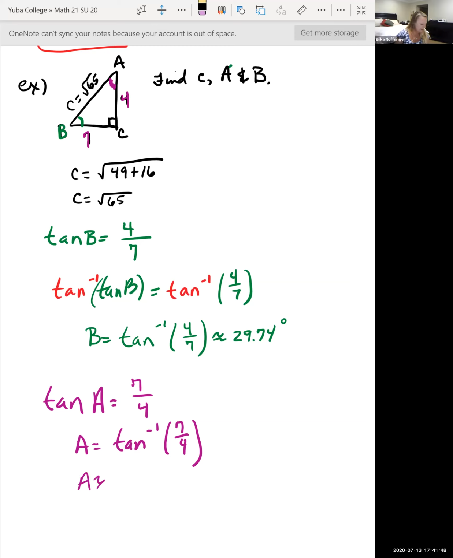So angle A is approximately 60.26 degrees. Or we could have gotten that again by 90 degrees minus 29.7.